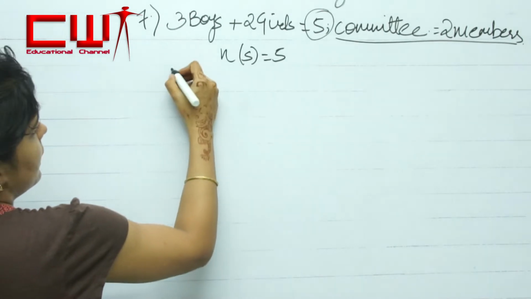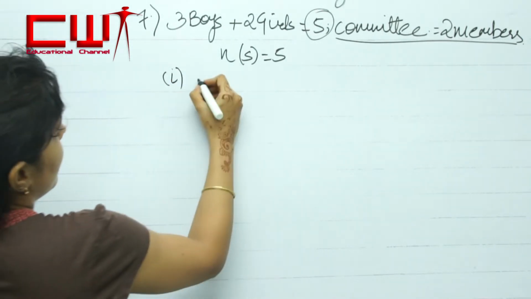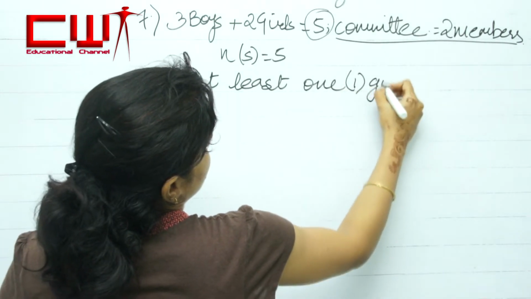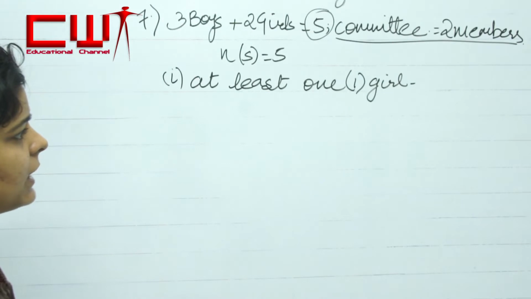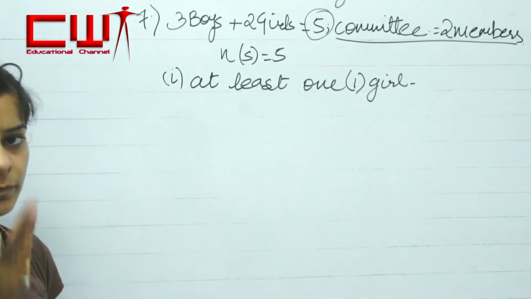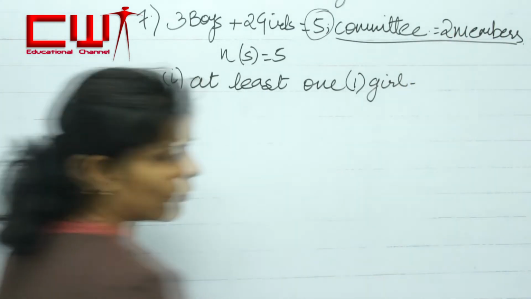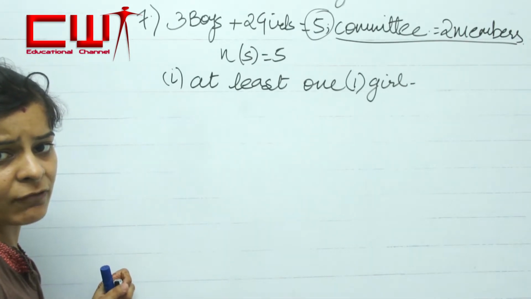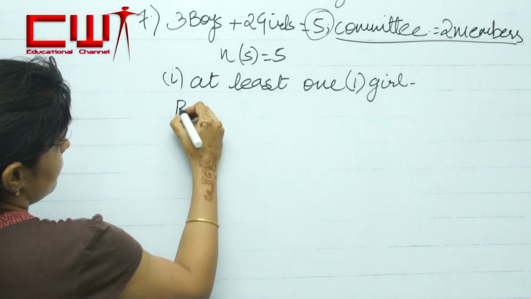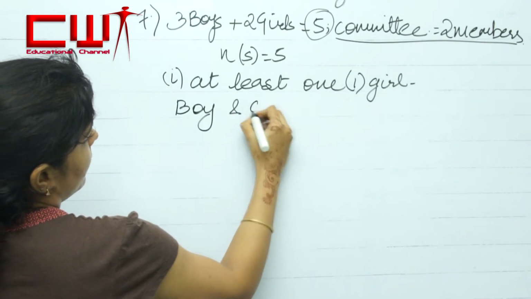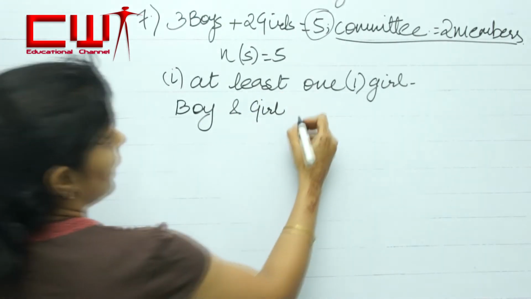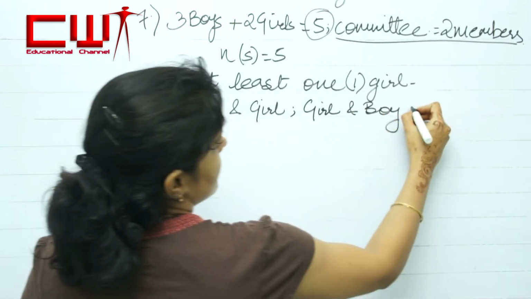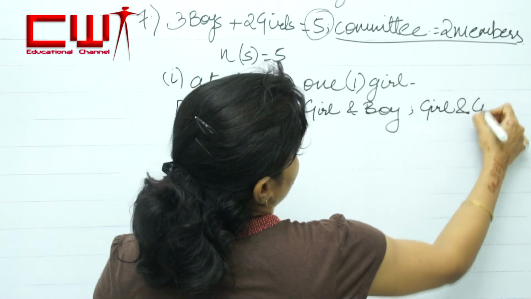Now what is the first thing they have asked in the question? A committee should have at least 1 girl. At least 1 girl means minimum 1 girl, or it could be more than 1. More than 1 means it could be only 2 because there are only 2 members. At least 1 means 1 girl or more than 1 girl. So what will be the combination that you will have? You will have boy and a girl, right? Or you will have second combination as girl and a boy, right? And third situation as girl and a girl.